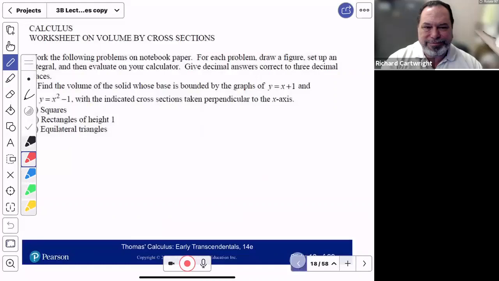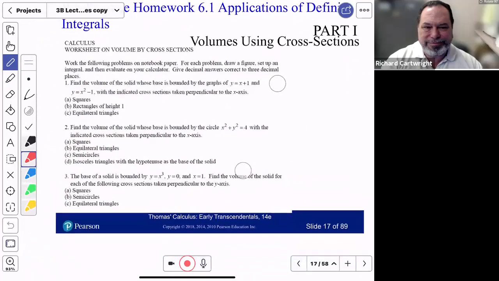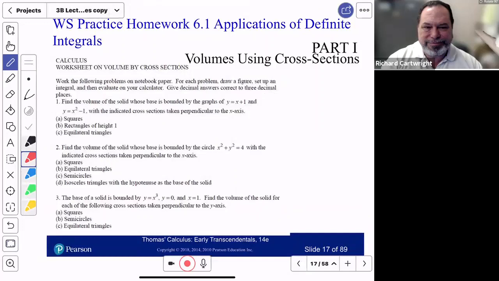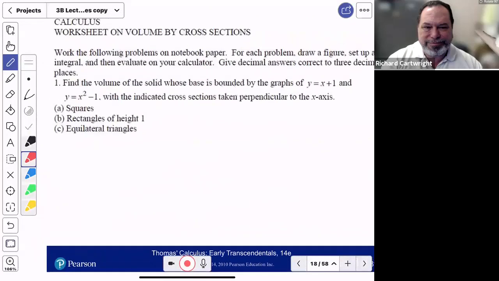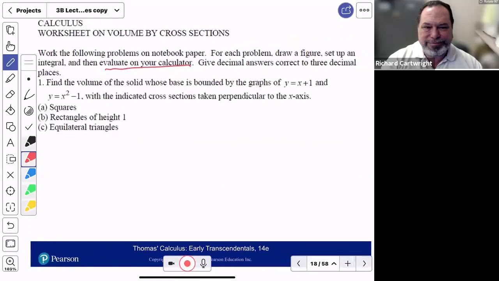I gave a worksheet in here for you. Here's the whole worksheet, okay? And I want to see if we can get through at least one of those full problems. If not, I've got to make a video and send it to you to help you out with some more. Example one says you can use your calculator. So I might need your help with a calculator. You can give decimal answers as long as you use three decimal places.